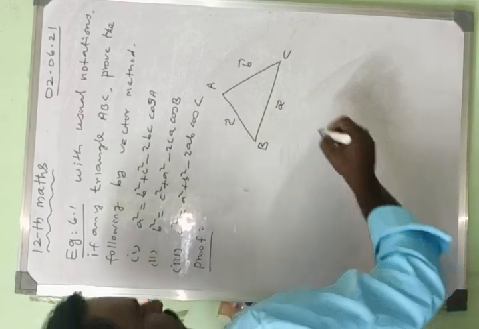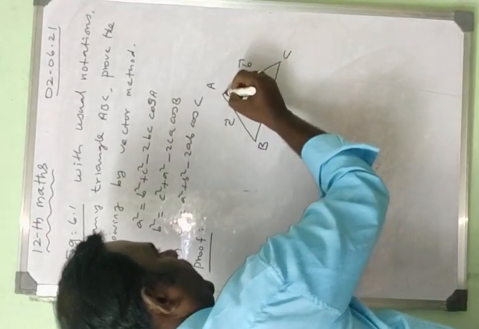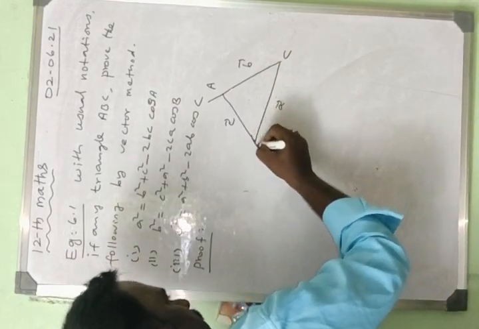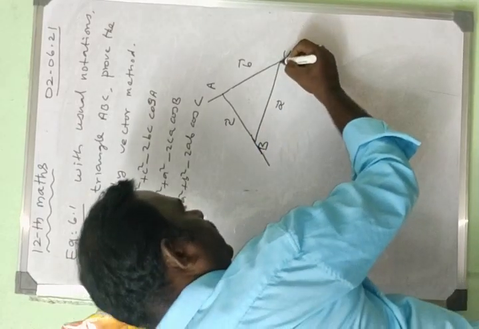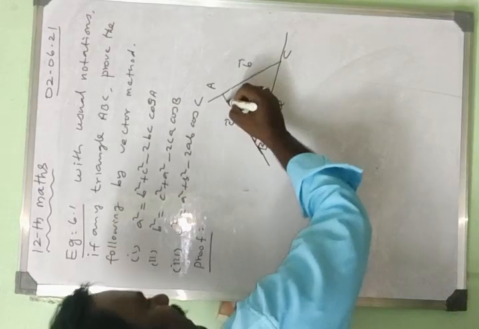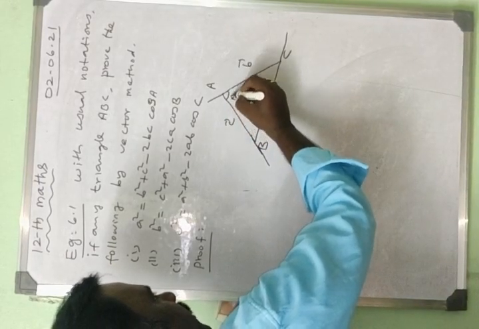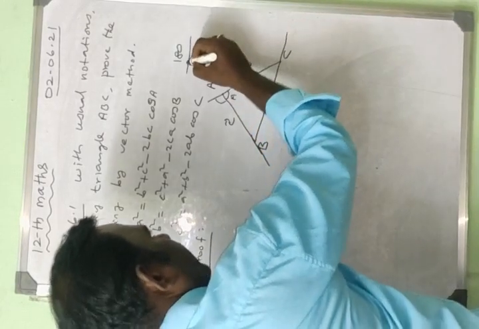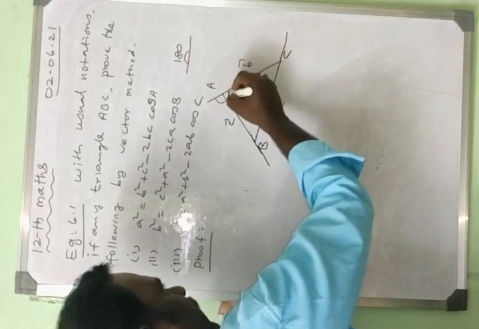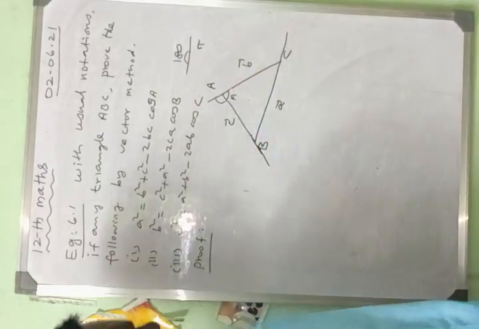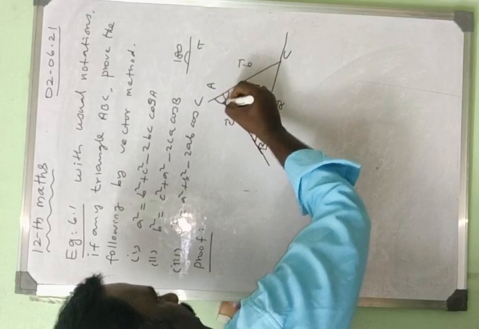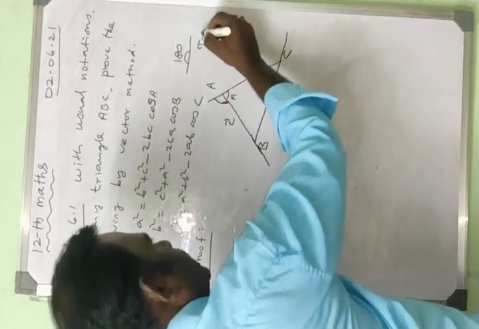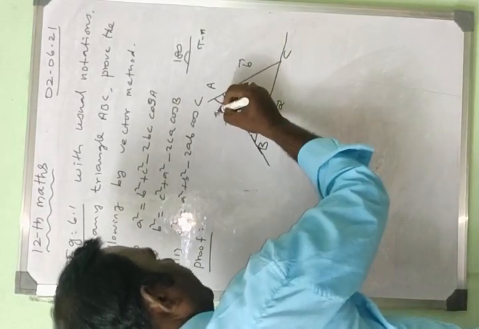Next, we take this angle and extend it outside. This is also straightly extended, and here also. Suppose the inner angle is A, what is the outer angle? One straight line gives 180 degrees, so the total angle is 180. Here the inner angle A, so the outer angle is 180 minus A.